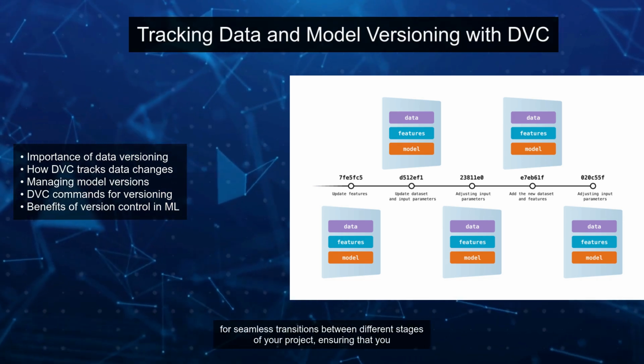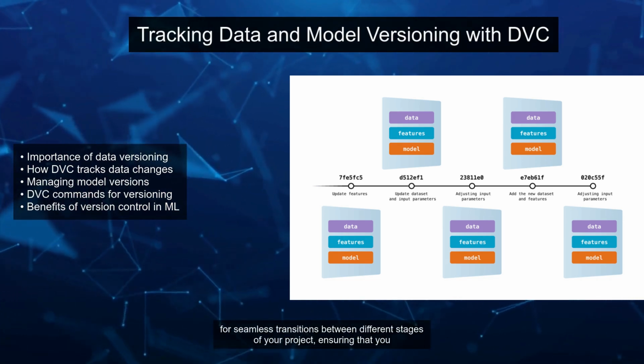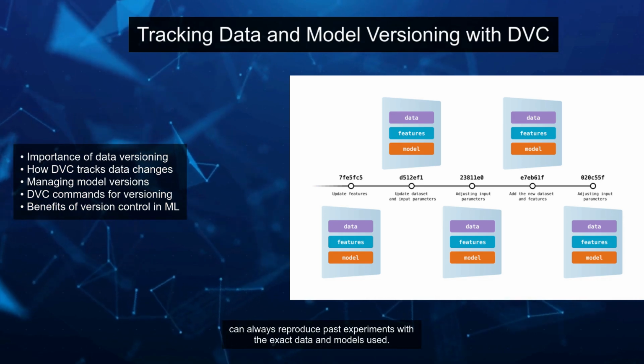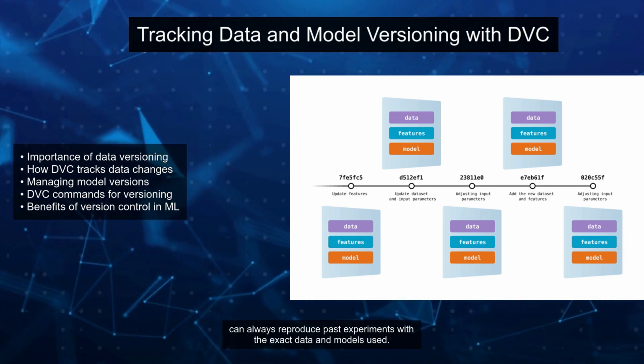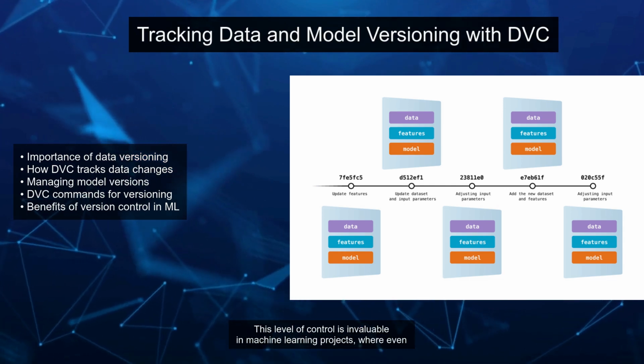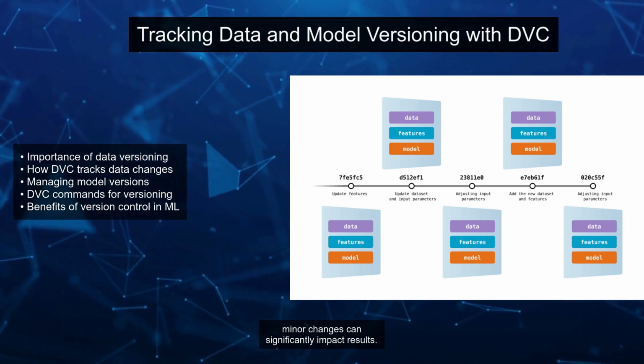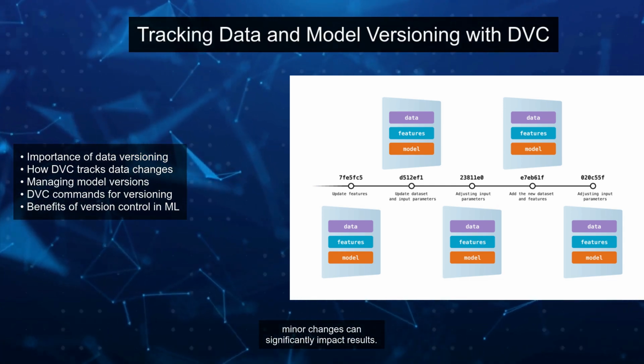The versioning process in DVC allows for seamless transitions between different stages of your project, ensuring that you can always reproduce past experiments with the exact data and models used. This level of control is invaluable in machine learning projects, where even minor changes can significantly impact results.